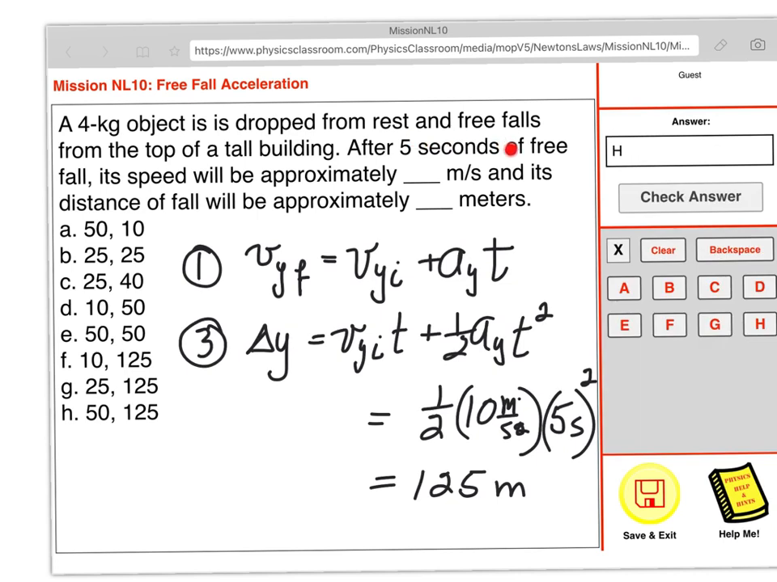So 5 seconds of falling at a rate of 10 meters per second will give you a value of 50. You could use this equation to get it. I just picked kinematics equation 3, changed the x's to y's. You see how that works. And v initial is 0, and so the distance is this. And it gives me 125 meters, so H is the correct answer.